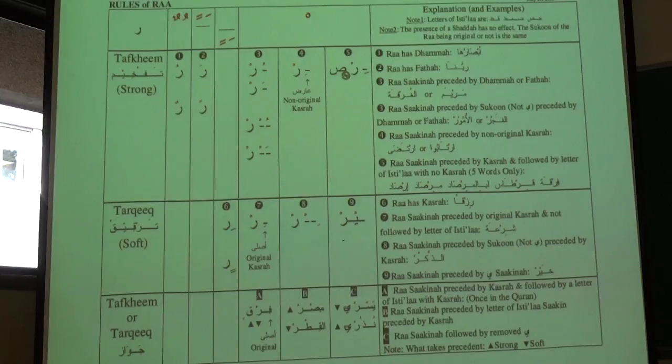Yes, brother Baghdad. First question is: is the non-original kasra only with the Hamza al-Wasl, or are there other cases? And my second question is about Hamza al-Wasl: what are the rules to know, when I see a word, that this is Hamza al-Wasl?